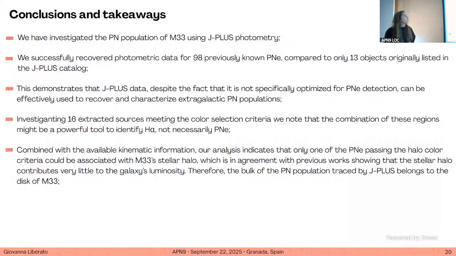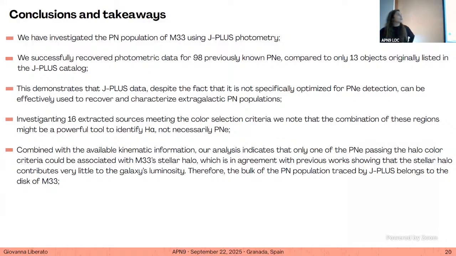And yeah, so we investigated the planetary nebula population of M33 with J-PLUS data. We were able to recover photometric data for 98 previously known planetary nebulae, instead of only 13 that were originally in the catalog. And we can conclude that J-PLUS is good to study, to recover, to characterize these planetary nebulae, although it is not specifically optimized to do that. We need to use a subtractor with different parameters to obtain more planetary nebulae.